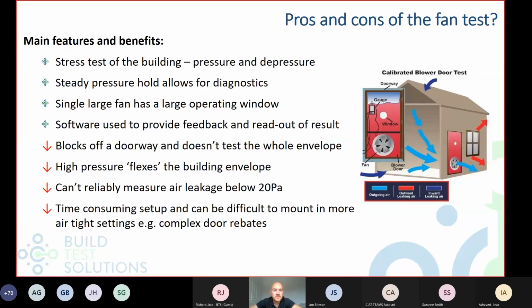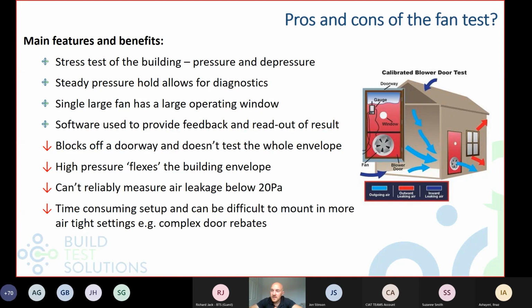And then the reading tends to be read across from the gauge into software to then calculate a result and a certificate. In terms of the downsides of the method, however, it clearly blocks off a doorway. How often a door, particularly in existing property, can be a significant leakage point, especially with letterboxes and perhaps poor fitting or damaged seals and those kind of things. It's a bit of an inconvenience. So in covering off the doorway, people can't necessarily readily come and go.